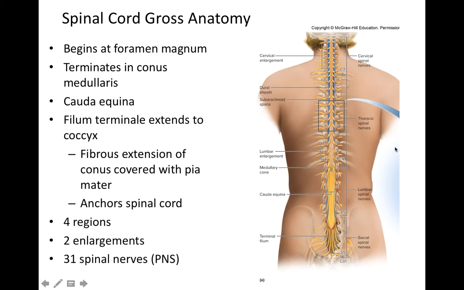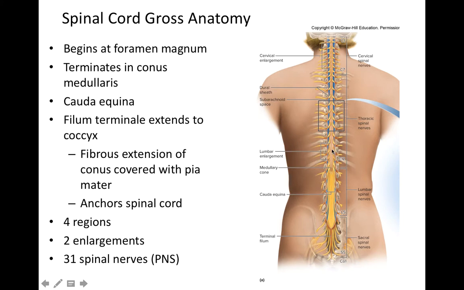So we divide it into four regions. We have a cervical region, a thoracic region, a lumbar region, and then a sacrococcygeal region. There are two different enlargements. So we've got a cervical enlargement where we have a few extra nerves coming out for the brachial plexus, so the cord gets a little bit wider there in diameter. And then same thing down in the lumbar region where we've got a lot of nerves coming out that innervate the legs. We're going to see a little bit wider of a cord there.